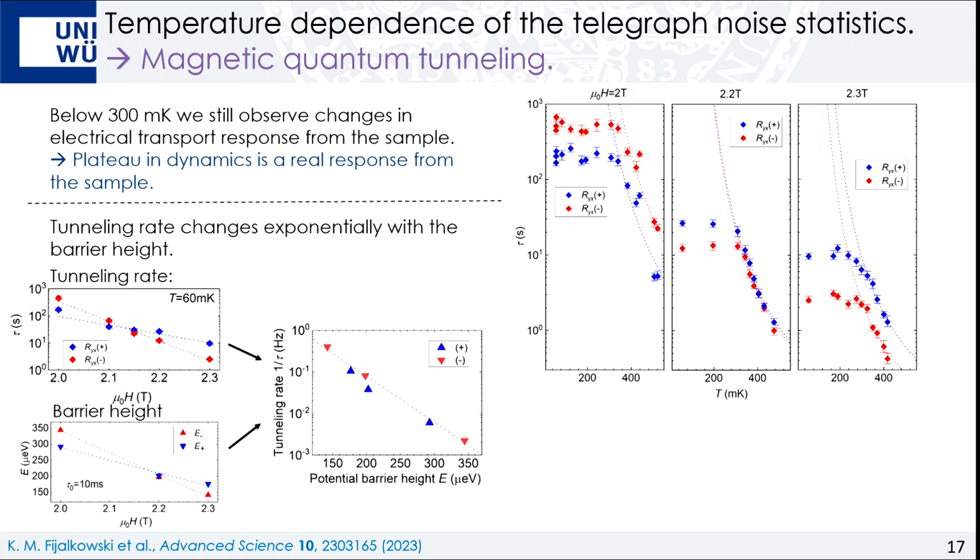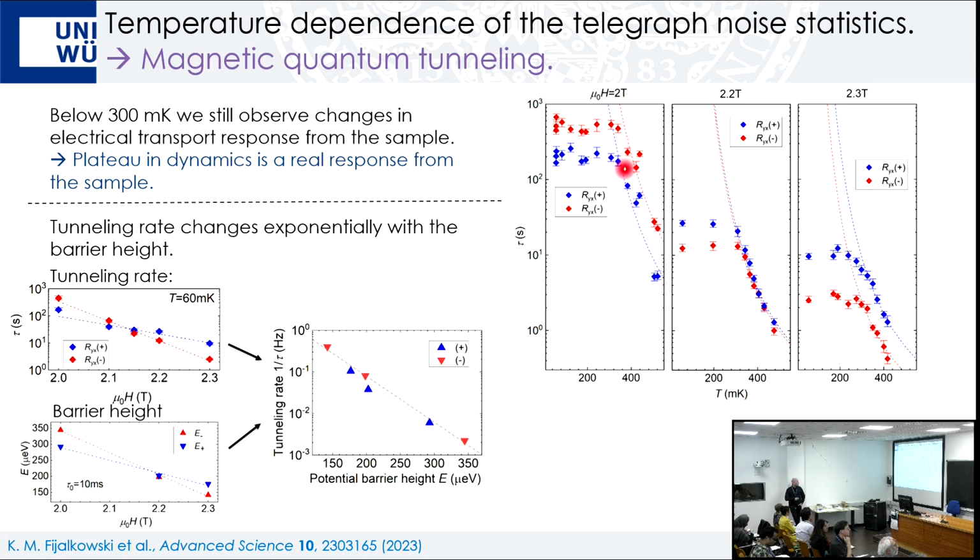And also we can look at the value of the plateau, which gives us the tunneling rate, and compare it to the thermal activation energy extracted from the high temperature data, which gives us the size of the barrier. And we find that tunneling rate changes exponentially with the barrier height, which also, I would argue, intuitively makes sense, as to a first order the wave function is going to penetrate exponentially into the barrier, so the tunneling rate changing exponentially also makes sense on some level.